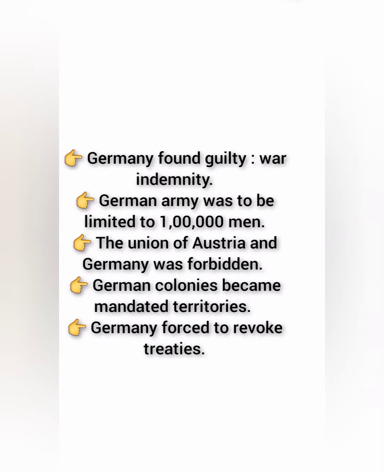Let's see the provisions of the treaty. Germany was found guilty and all Central Powers were declared to pay war indemnity. The German army was to be limited to 1 lakh men. A small navy was allowed. The union of Austria and Germany was forbidden. All German colonies became mandated territories under the League of Nations. Germany was forced to revoke the Treaty of Brest-Litovsk and Bucharest.